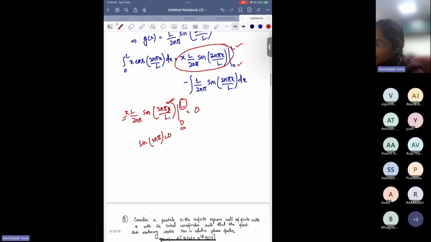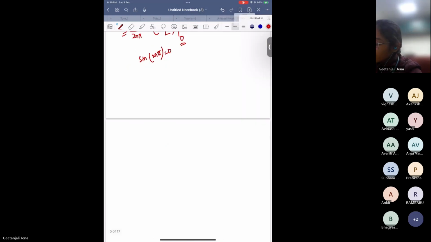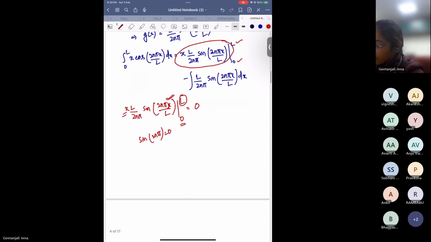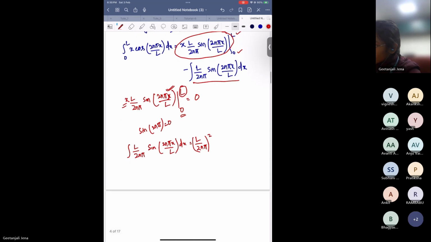Now for the second term, L by 2n pi sine 2n pi x by L dx. This will give L by 2n pi square, and sine will give minus cos.